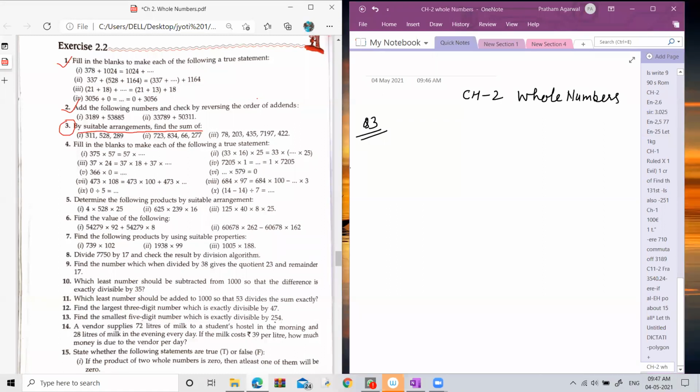Okay? So let's come to the first part of this question. The numbers are 311, 528, and 289. Now we can add in a usual way, but we have not to do like this. We have to add these numbers by suitable arrangement. So how can we know which two numbers we have to take first?